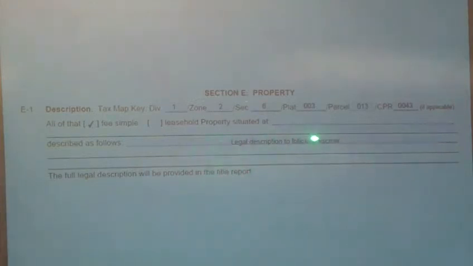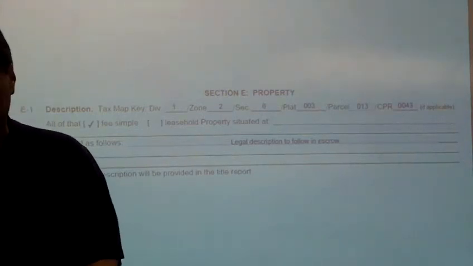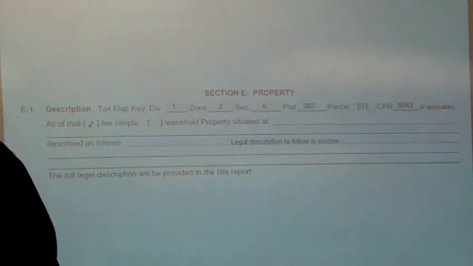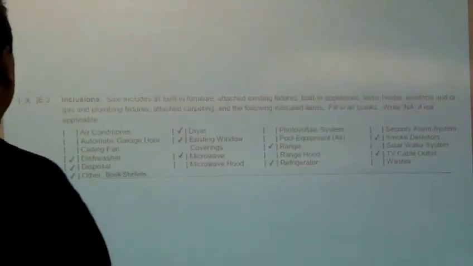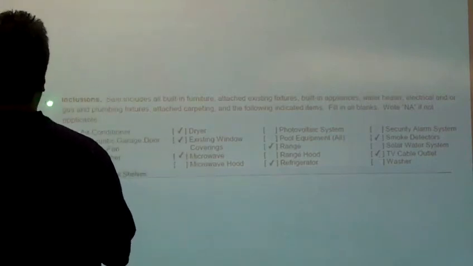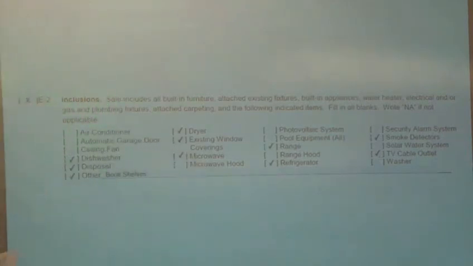And then you can add, if you want, legal description to follow in escrow. Okay? It's not necessary to put that because it's kind of redundant, because it says right here, the legal description will be provided. So that's an easy part of the property description, section E1. E2 talks about inclusions. Okay?